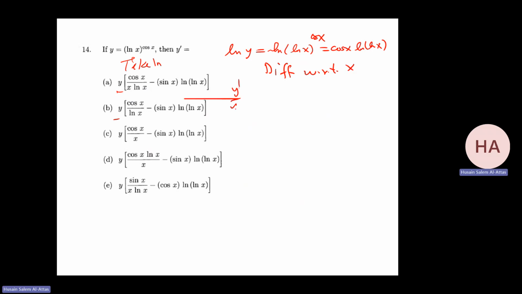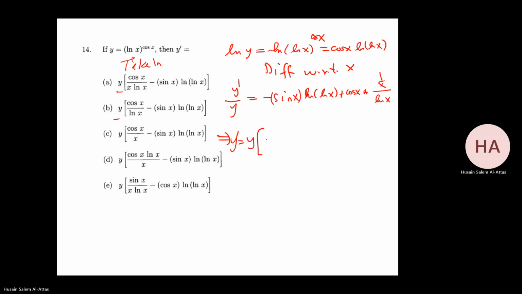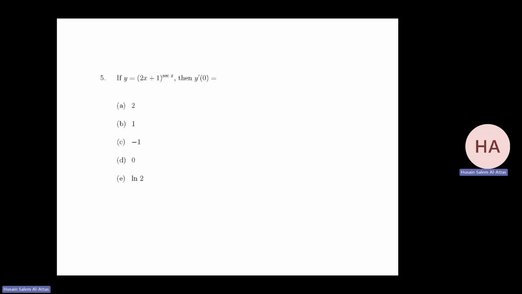To get what? y prime over y equals what? Minus sine x ln of ln x plus cosine x times, here I have ln x, derivative of this, which is 1 over x. So y prime will be y times minus sine x ln x plus cosine x over x ln x, which is this. Yeah. 2x plus 1 to the power secant.